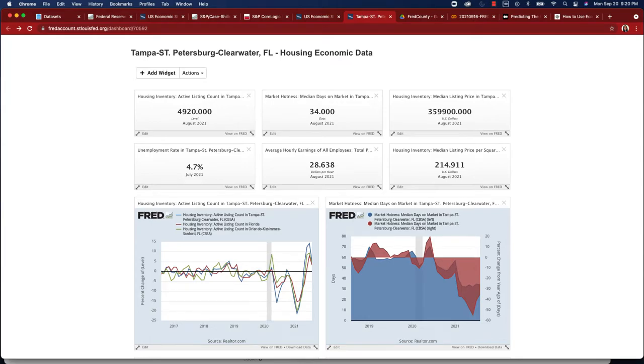Hey fellow real estate investors, do you need a solution to be able to analyze your market at a macro or micro level and compare it against other similar markets? Well, I can show you how to do that within a few easy steps.